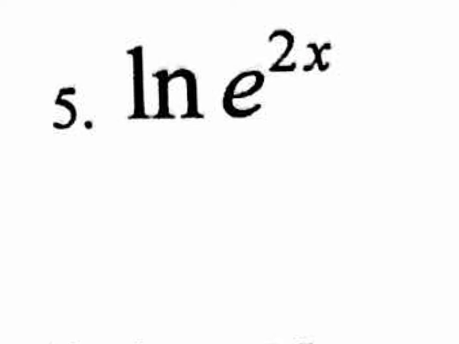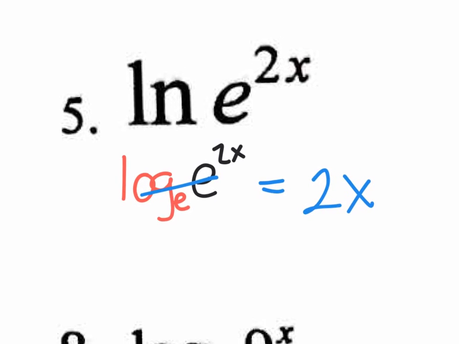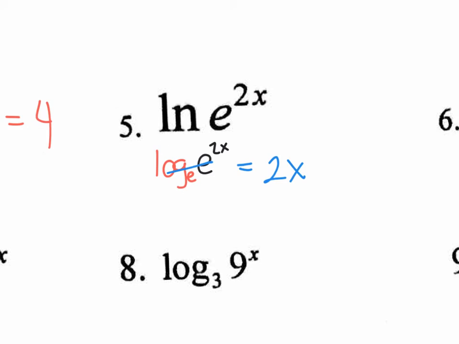Number 5, ln, that's a natural log of e to the 2x power. What is natural log really? It's log base e. So log base e of e to the 2x. So anytime you have log base something of that same something, it cancels out. What's left? Your final answer, 2x. Getting it? Yay or nay?